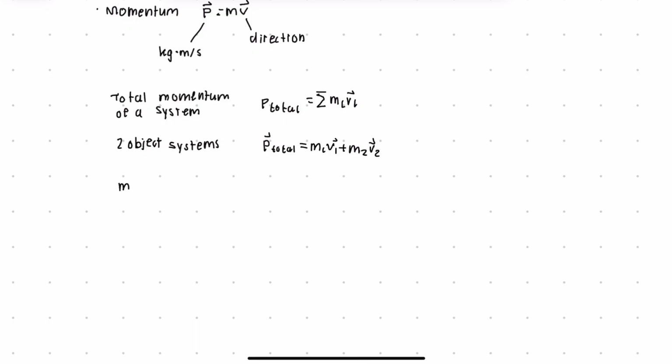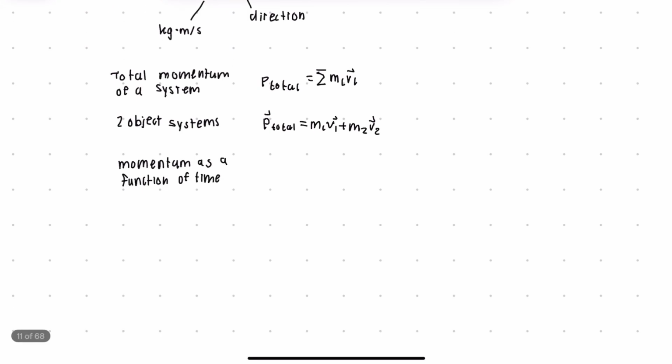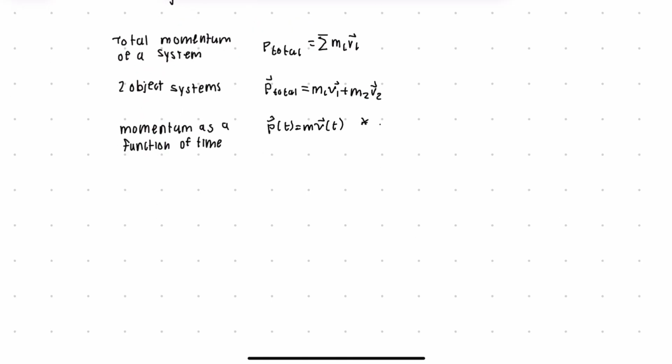Now let's talk about momentum as a function of time. So p(t) is equal to m times vector v(t). What it's saying is that if velocity changes with time, for example an accelerating object, so does momentum.